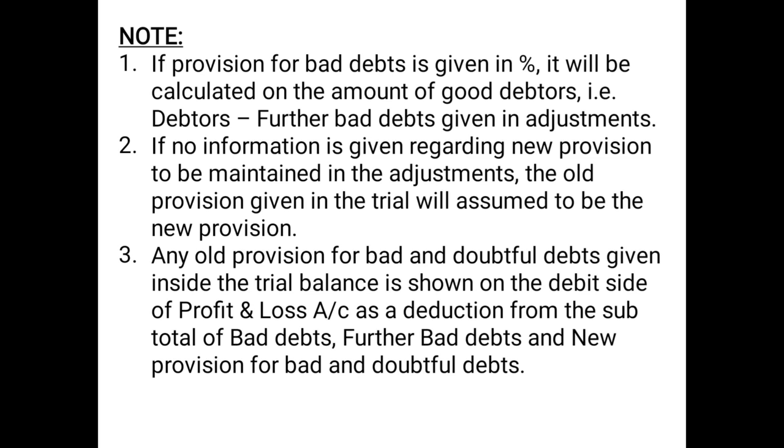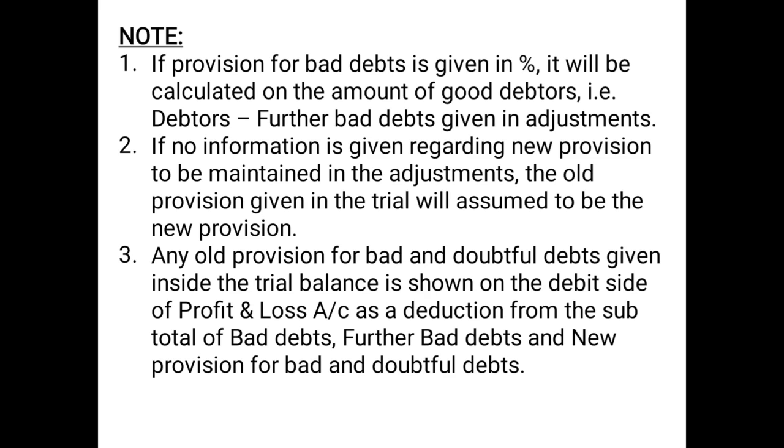But if the provision for doubtful debts or for bad and doubtful debts in the adjustment is given in respect of percentage, for example, create 5% provision for bad and doubtful debts, create 10% provision for bad and doubtful debts, etc., then on which amount is this percentage to be calculated? It will be calculated on the amount of good debtors, that is debtors minus further bad debts given in adjustments. If there are no further bad debts given in adjustment, then no problem. We will calculate this on the value of debtors only. But if there are further bad debts given in the question, then this new provision percentage will be calculated on good debtors, that is debtors minus further bad debts given in adjustment.